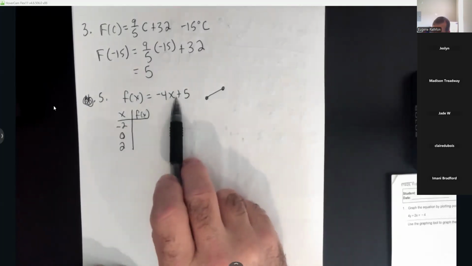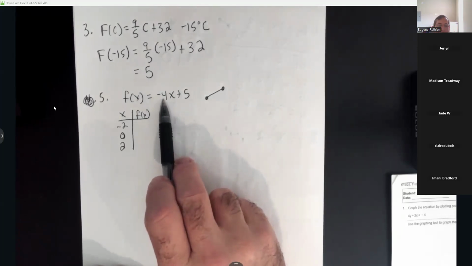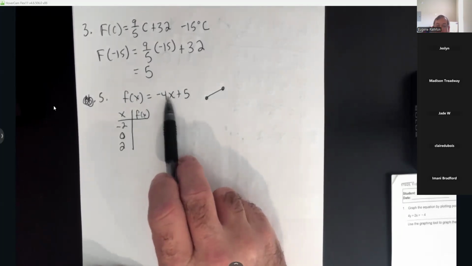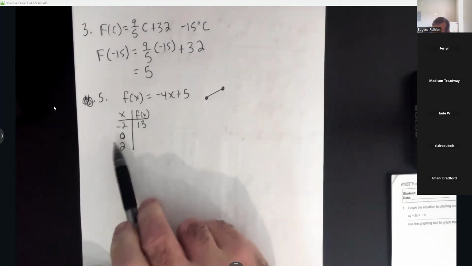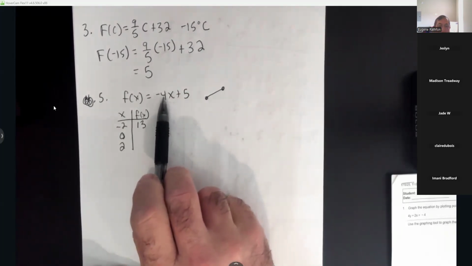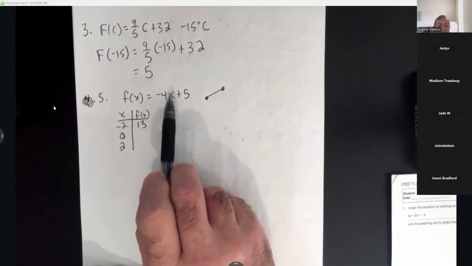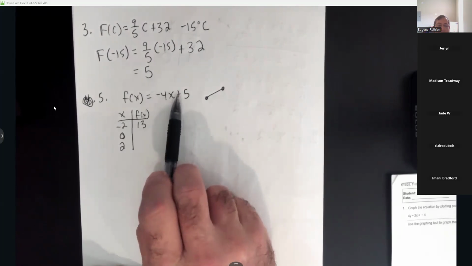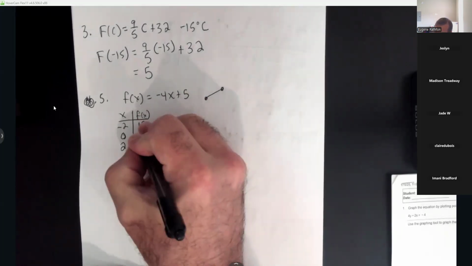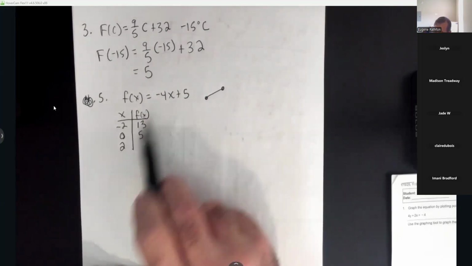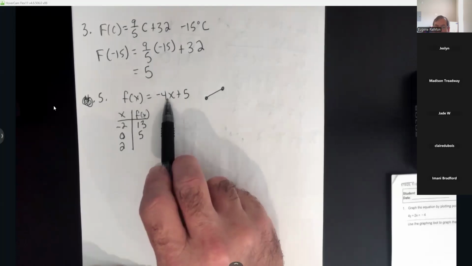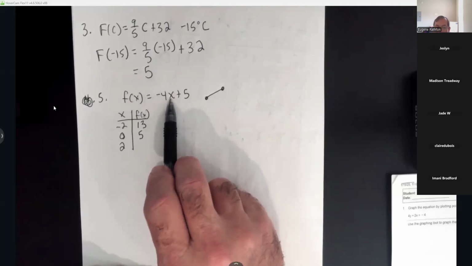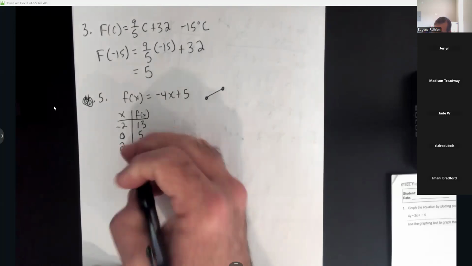All right, y'all, so let's put a -2 in here. -4 times -2 is a +8. 8 plus 5 is 13. All right, then I put a 0 in for the x. -4 times 0 is 0. 0 plus 5 is 5. And then if I put a 2 in here, -4 times 2 is -8. -8 plus 5 is a -3.